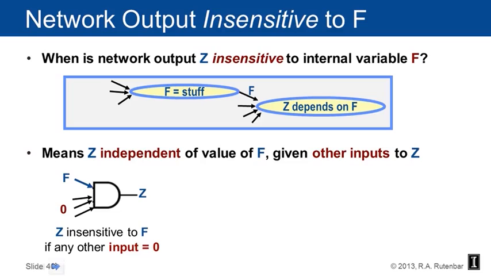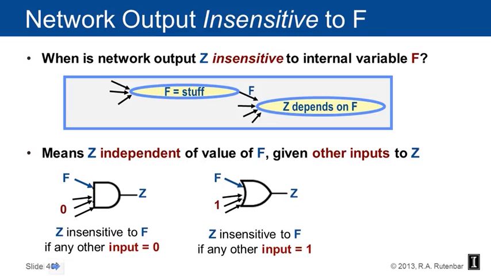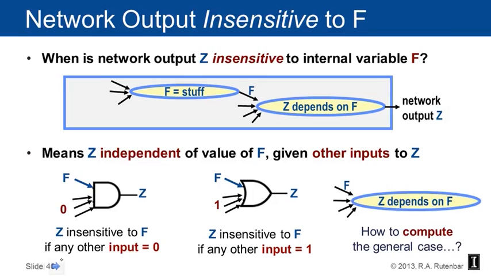So for example, if Z was just an AND gate, if any other input was a 0, Z is insensitive to F, because if there's a 0 going into the gate, Z's just a 0. Similarly, if Z was an OR gate, Z would be insensitive to F if any other input was a 1, because if any other input is a 1, Z's just a 1. What we need is a general formula. We know that Z depends on F. How do we compute in the general case when Z is insensitive to F?